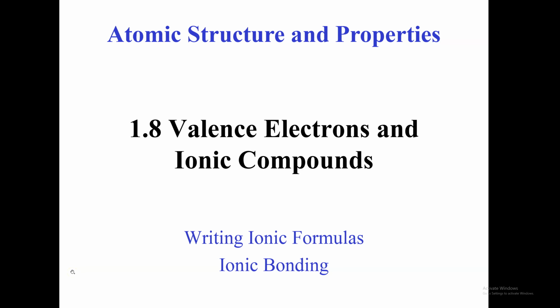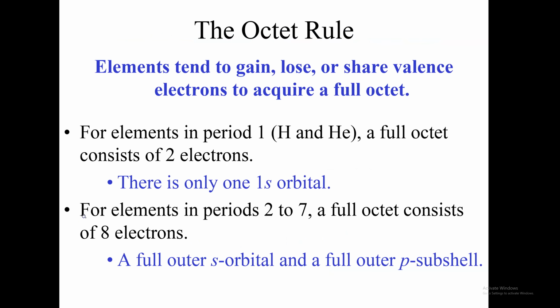Today's topic is going to be 1.8, valence electrons in ionic compounds. We're going to talk about reviewing and writing ionic formulas and talking about ionic bonding. So let's review a little bit about the octet rule.